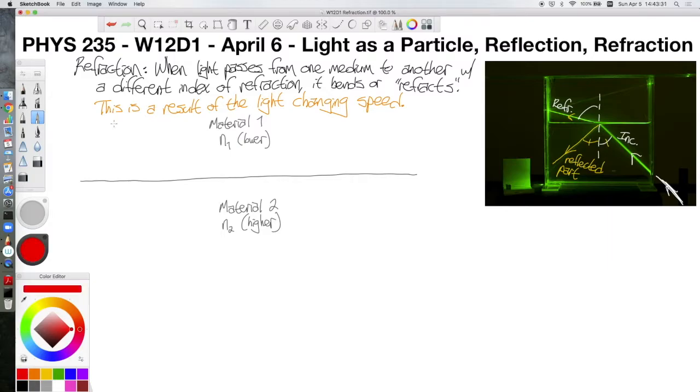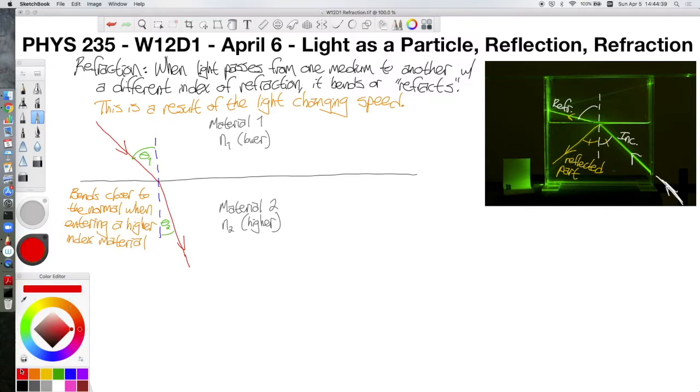So if light comes from material 1 into material 2, the path of that light will bend. And it will bend in the following way. I'm going to draw my normal line because all of my angles are going to be measured from this normal line. And that light will bend closer to the normal line. And I want to label our two angles. Theta 1 will be this angle here, and theta 2 will be this angle here, both measured from the normal. So in words, when light passes into a higher index of refraction material, it bends closer to the normal.